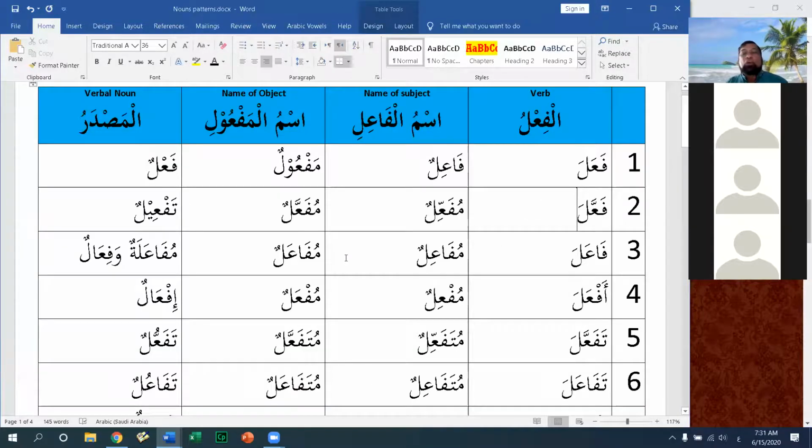Anyway, so coming back to this, we learned the fi'l, the verb, ism al-fa'il, ism al-maf'ul, and the masdar for all 10 patterns of the trilateral verb. Did someone say something? Yeah. And I guess you could stop for Maghrib here. And when we come back, we'll just try to find a few examples in the Quran, inshallah.